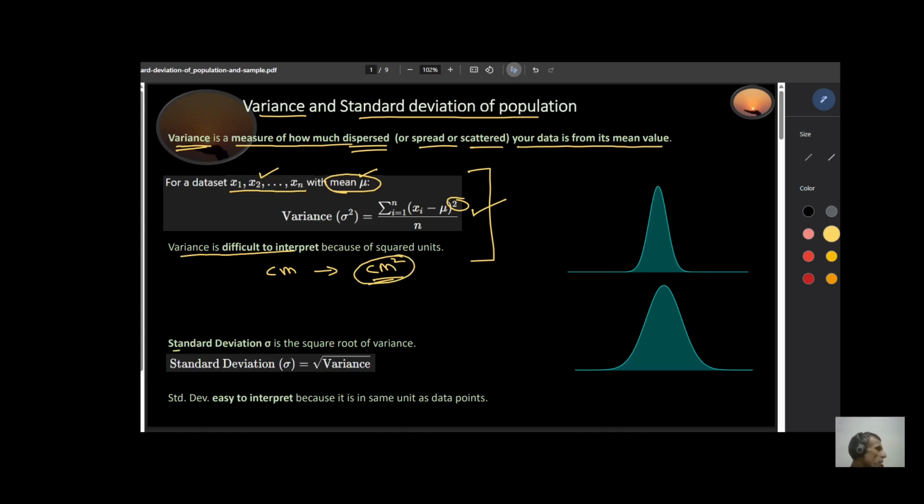This is where standard deviation comes in to help you out. What standard deviation does is it takes the square root of variance. It's taking a square root, and that way it gets rid of the square terms over there. So now, if your data is in centimeter, and you calculate variance, and then you calculate your standard deviation, your unit will come back into centimeter. So it is easy to interpret. That's why you need standard deviation.